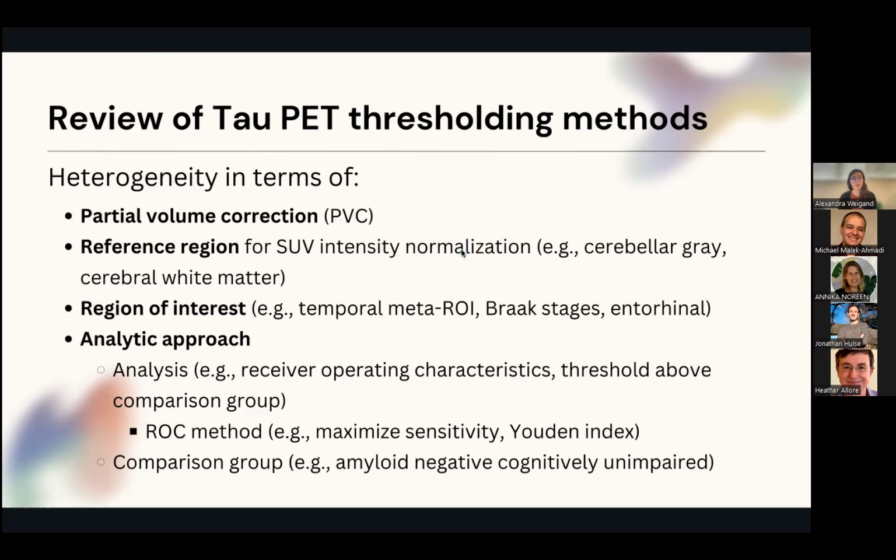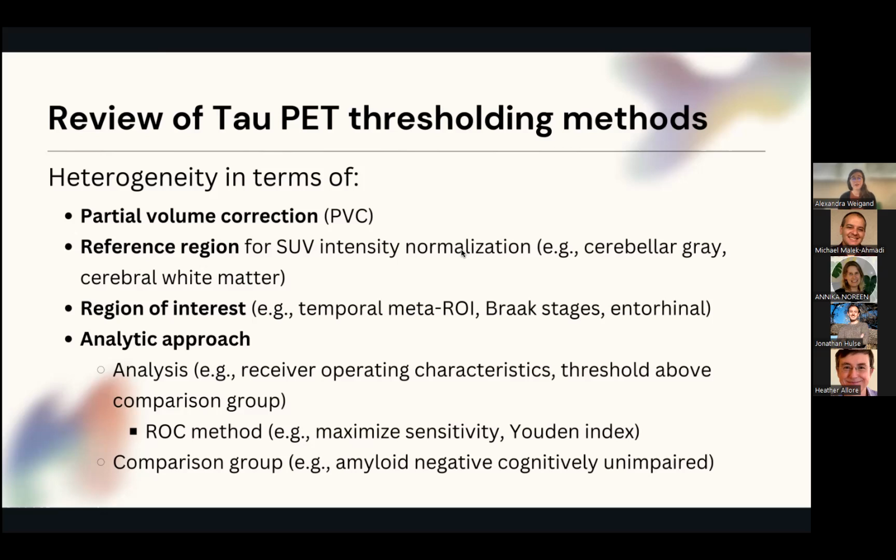And then the analytic approach widely varied across studies. So some analytic methods include receiver operating characteristic curves, some involved thresholding above a comparison group, some involved cluster analysis. And then even within those analytic types, there is variability. So for example, using an ROC method, you can vary the method you use to actually determine the cut point, whether you're maximizing sensitivity, whether you're maximizing what's called the Youden index.